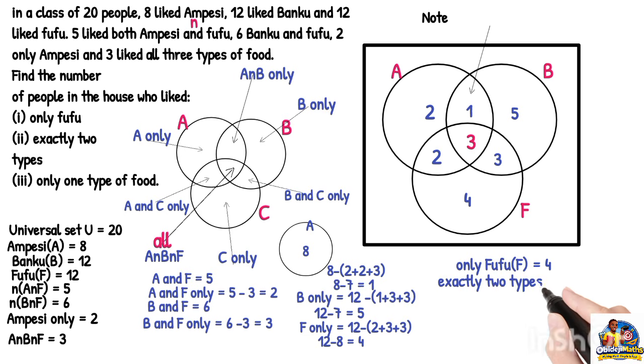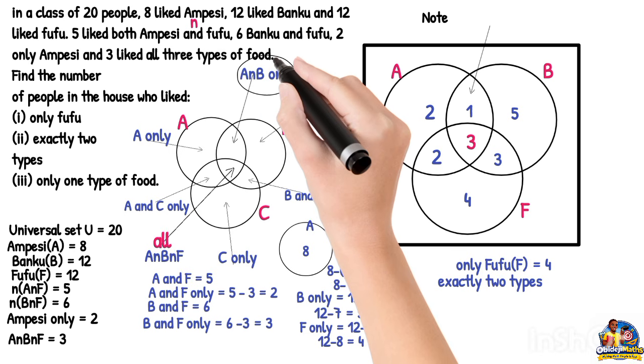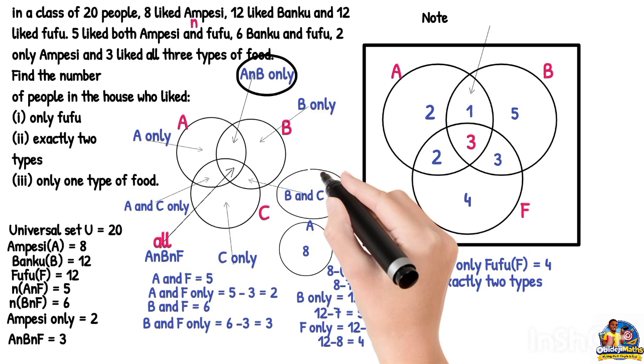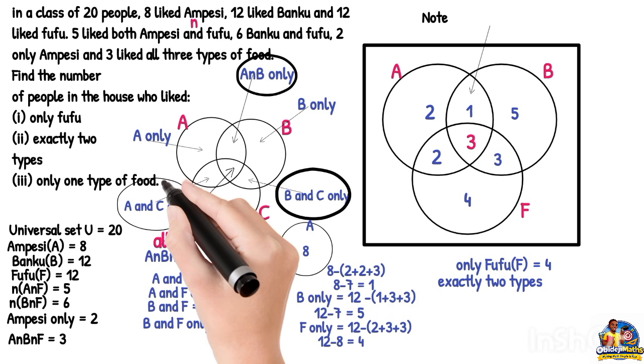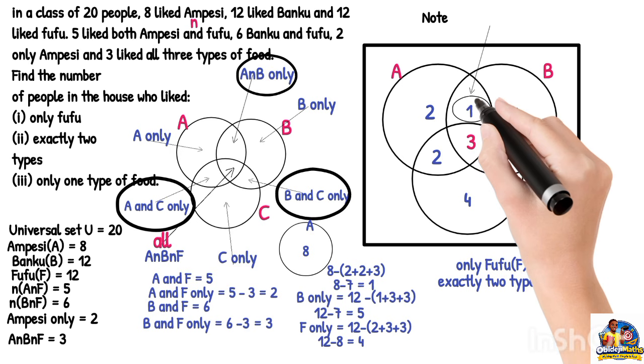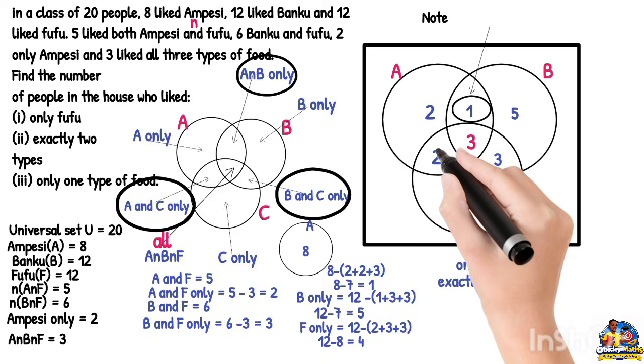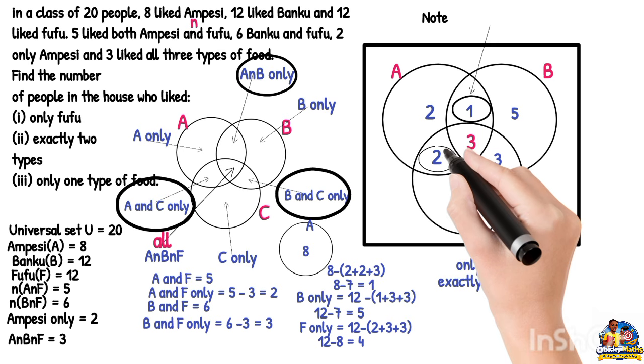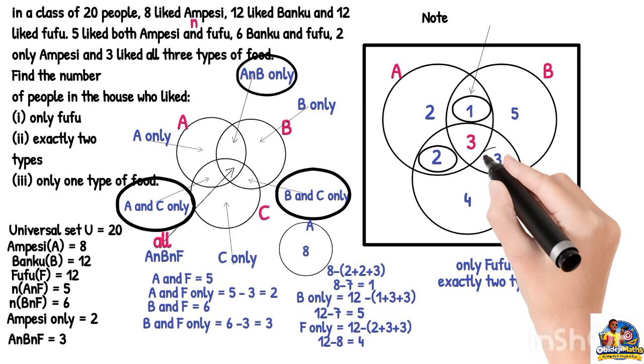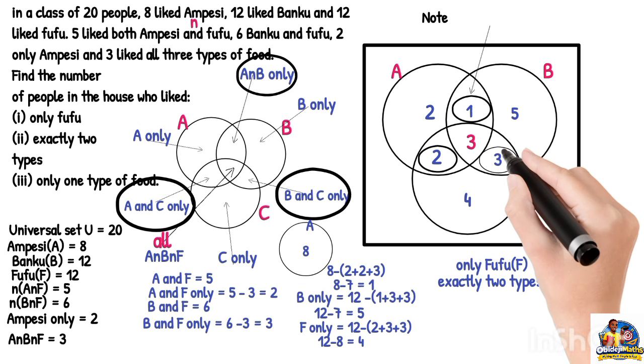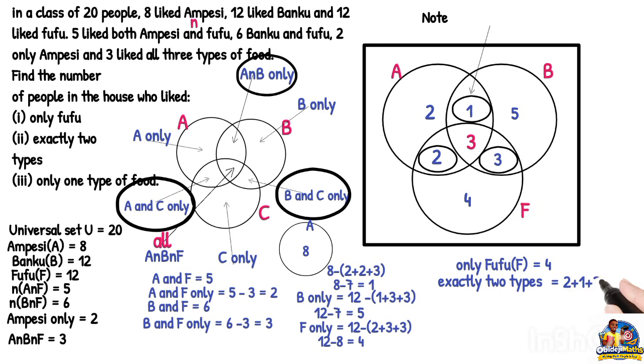Then exactly 2 types. Those that eat exactly 2 types are A and B only, so they eat A and also B. B and C only, they eat B and also C. Then A and C only, they eat A and also C. So those are the things you are going to add together. That is 1, the second one is 2, and that one is 3. So we add them together: 1 plus 2 plus 3 will give us 6.